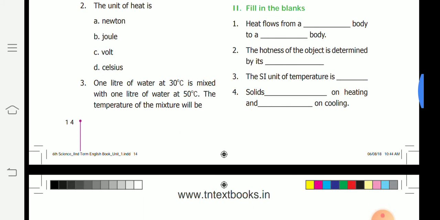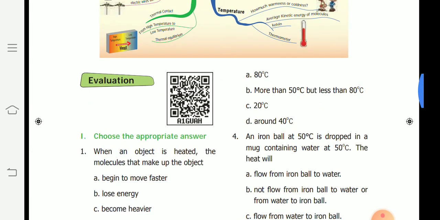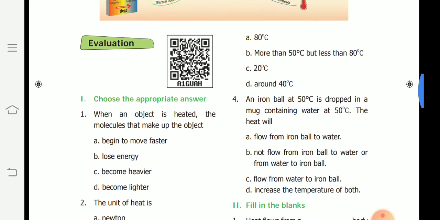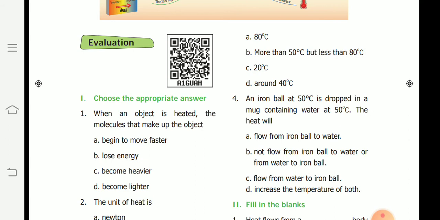Next one, 1 liter of water at 30 degrees Celsius is mixed with 1 liter of water at 50 degrees Celsius. The temperature of the mixture will be around 40 degrees Celsius. Next one, fourth one, an iron ball at 50 degrees Celsius is dropped in a mug containing water at 50 degrees Celsius. The heat will, answer B, not flow from iron ball to water or from water to iron ball.